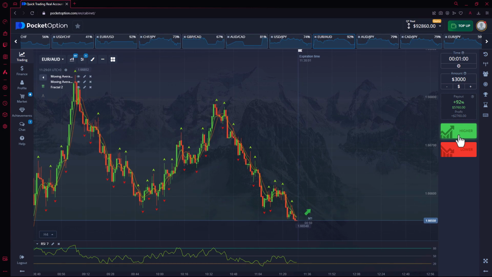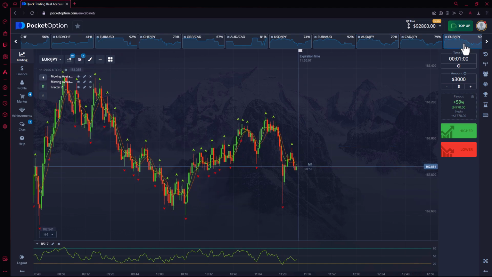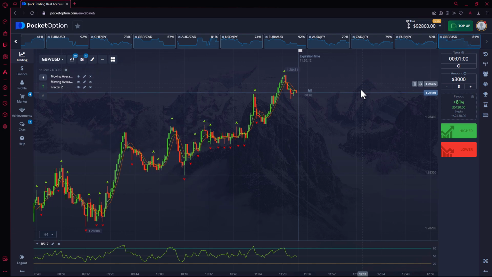This is the pattern. I want you to learn this is the pattern. That's all. So we will have a small retracement there, then we will go higher, but let's go for another pair and try to analyze it.